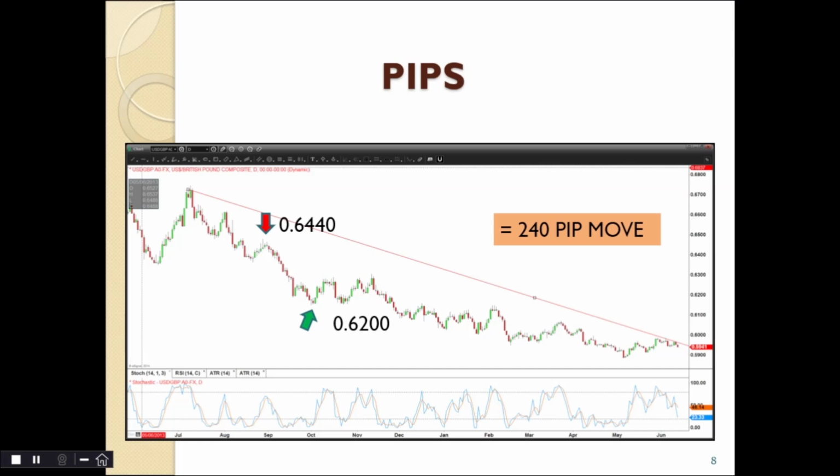Eventually, if the reverse was true, that is a market price of 0.6440 drops to 0.6200, we can measure the change in pips as 0.6440 minus 0.6200, and we obtain 240 pips movement downward.